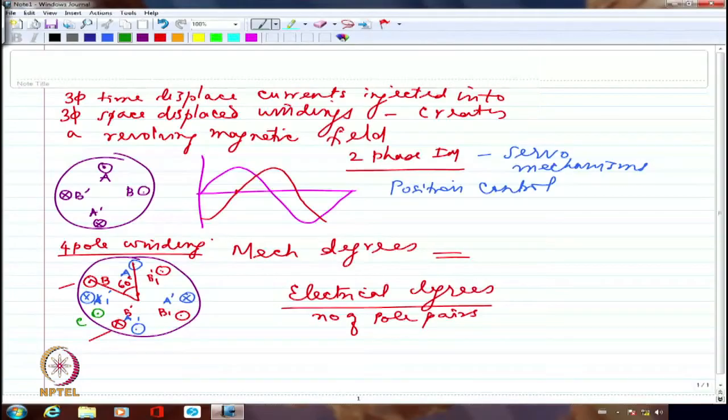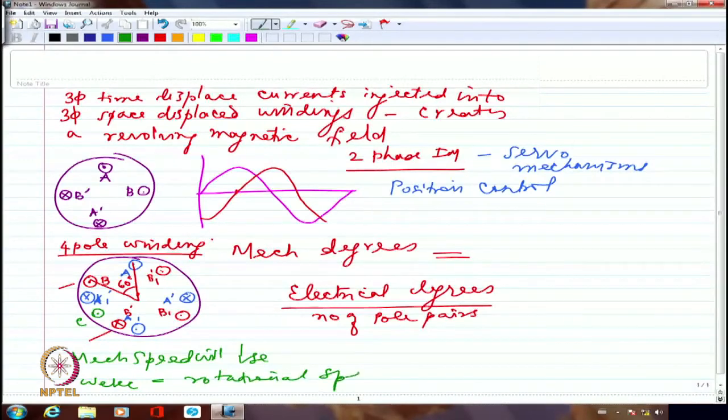So we are actually looking at multiple poles coming into picture, in which case I am going to have the mechanical speed decreasing. The mechanical speed will decrease because it is actually divided by the number of pole pairs. I said originally that omega electrical will be equal to the rotational speed of the field, magnetic field.